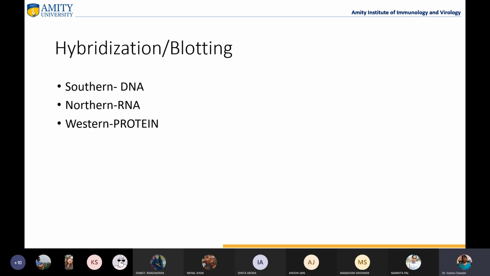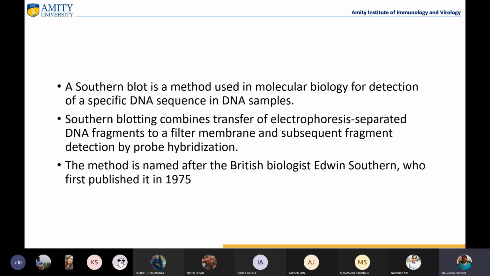Then when we talk about hybridization or blotting, there are three types basically: Southern, Northern, and Western. When we use DNA in the blotting, it is called Southern, RNA is Northern, and Western is for protein. The detailed methodology we'll discuss in the practical, because we have the blotting procedure in the practical also. But what we do in a blotting, that I'm going to tell you, right?